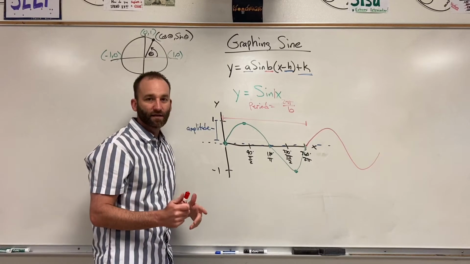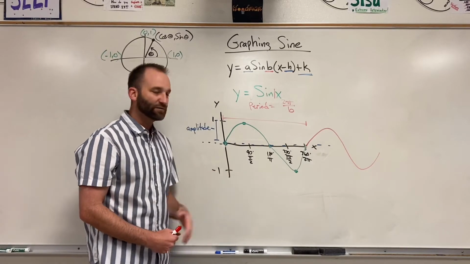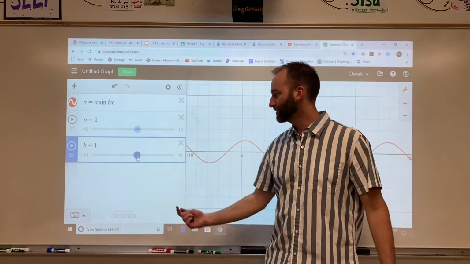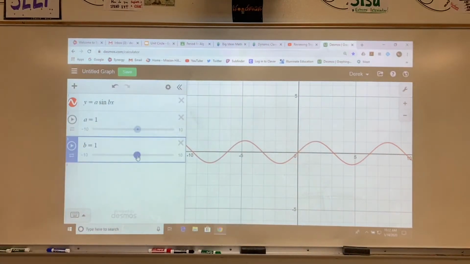Let's take a look at what happens when the b value gets bigger and gets smaller. Let's see what it does to the graph. Let's take a quick look at what happens to the sine curve when the b value changes. So the b value controls the period. When is it going to keep repeating itself?